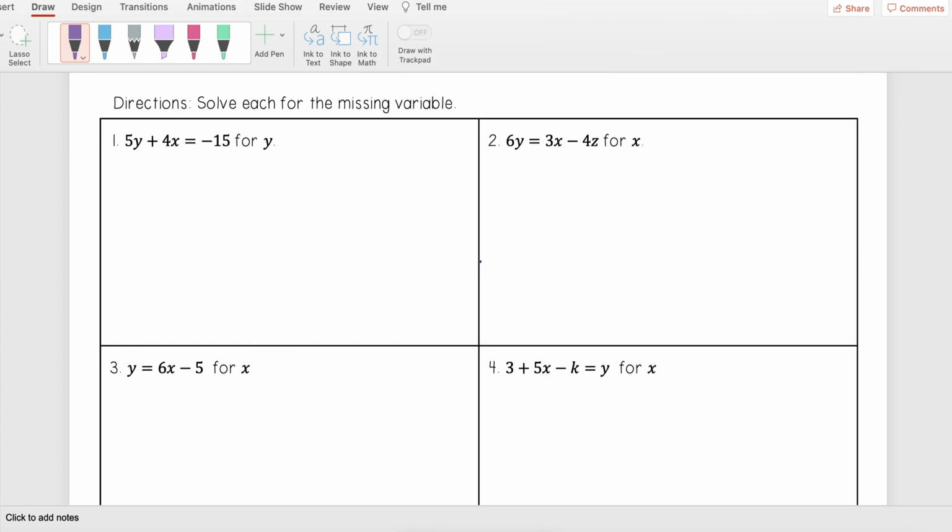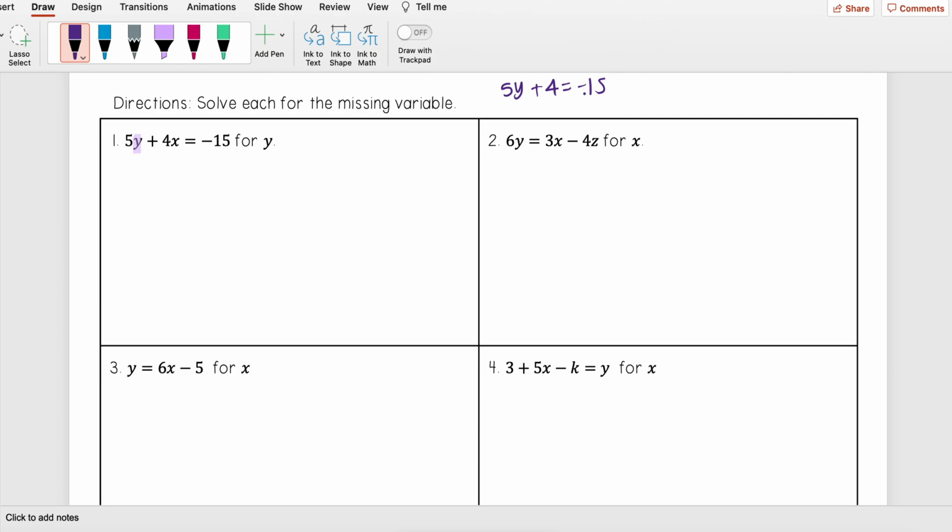So for this video, we're going to be practicing more of solving these literal equations. First I have 5y plus 4x equals negative 15, and I want to solve for y. So I want to get y by itself. When we're doing these, we always want to treat this like a normal equation. I can relate this, for instance, to 5y plus 4 is equal to negative 15.